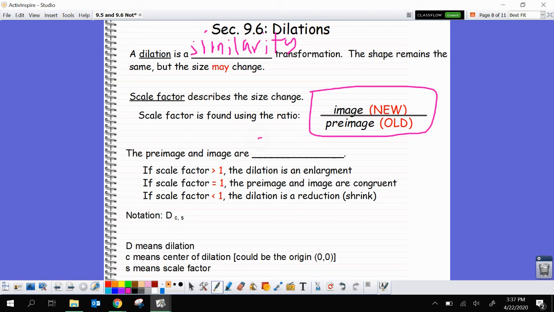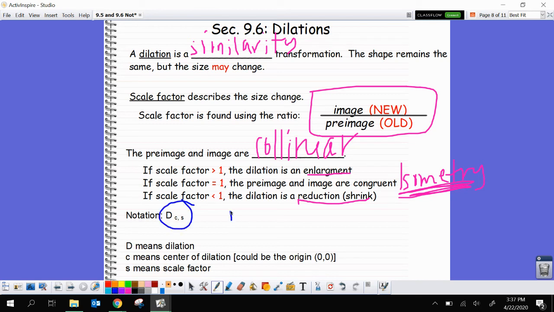The pre-image and the image are collinear. Okay, you're going to see why that's important here in a couple minutes. Okay, if you have a scale factor that's greater than 1, your dilation is called an enlargement. If your scale factor is equal to 1, the pre-image and the image are congruent. This is called isometry. Okay, isometry when it's the exact same image. And then if your scale factor is less than 1, that's because there's been a reduction in the image, or a shrink.